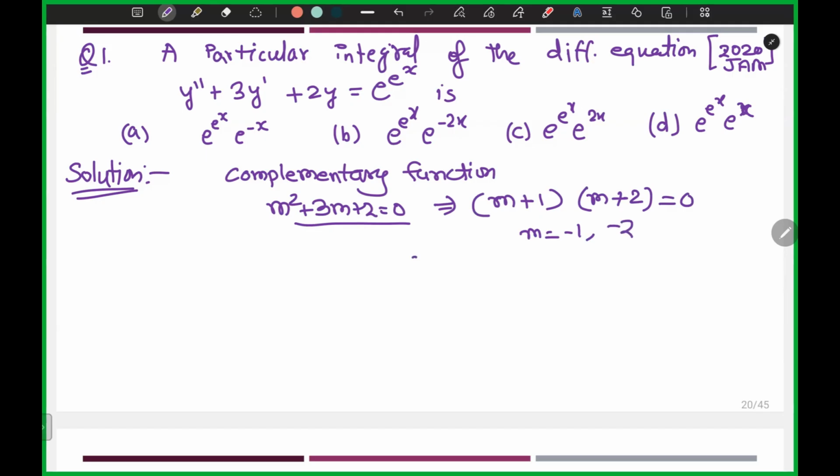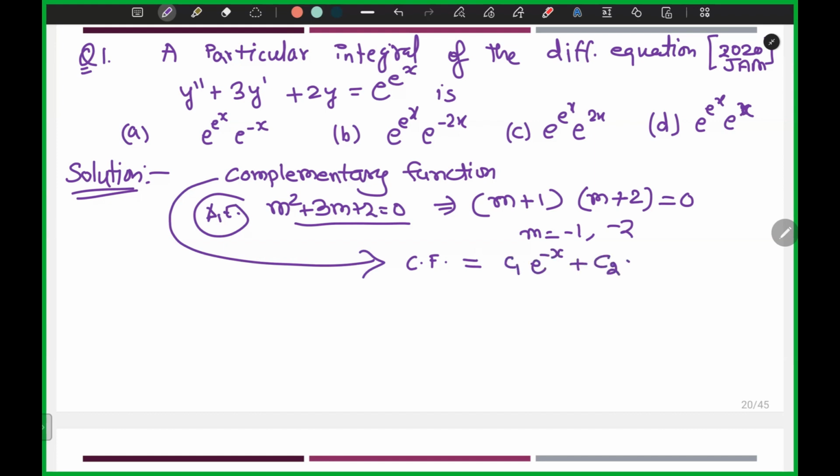So now write the complementary function here. This is the auxiliary equation, and here it is the complementary function. It should be c1 e to the power minus x plus c2 e to the power minus 2x, right? Yes, sir. Okay, but we are asked to find only the particular integral. I have asked whether you can figure out what the particular integral will be.